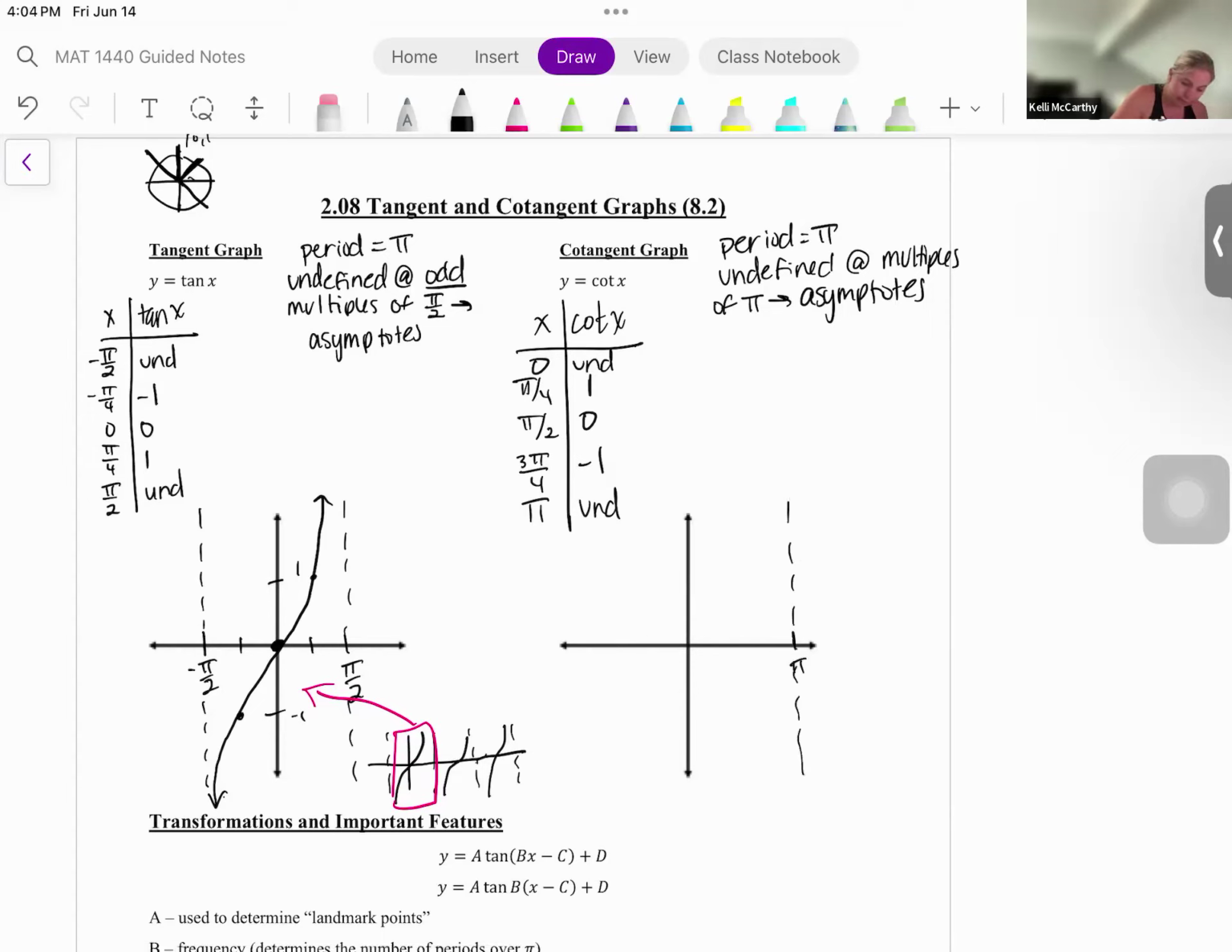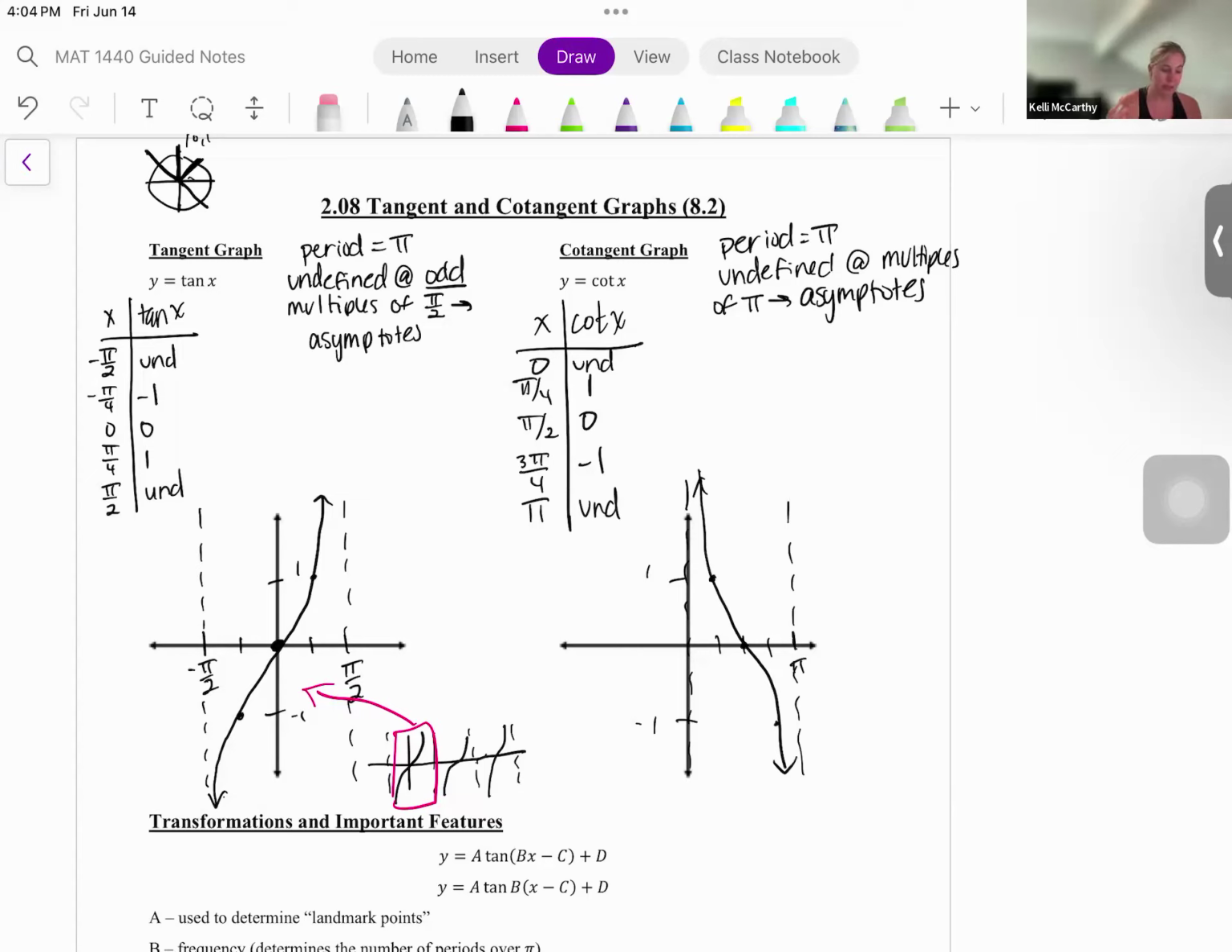So marking our asymptotes, we've got the y-axis as an asymptote and pi. We're going to divide this in half twice. Cotangent of pi over 4 is 1. Cotangent at pi over 2 is 0. Cotangent of 3 pi over 4 is -1. So we have a similar shaped curve, but it looks like it's reflected about the x-axis.